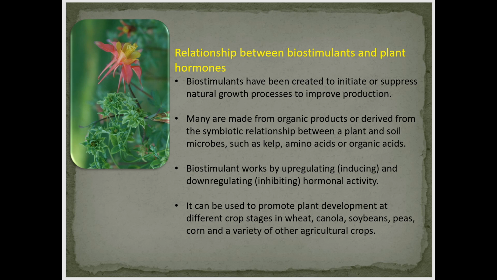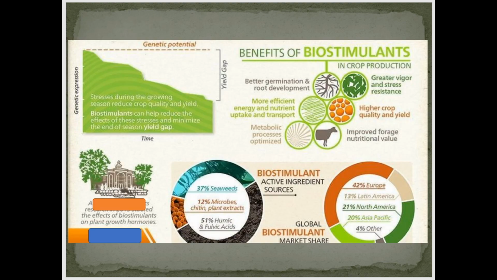Some of it can be used to promote plant development at the different crop stages in wheat, canola, soybean, peas, corn and a variety of organic agriculture crops. This is one of the relationships between biostimulants and plant hormones. Benefits of biostimulant in crop production.